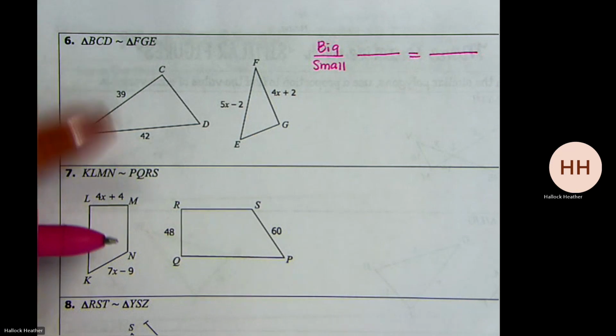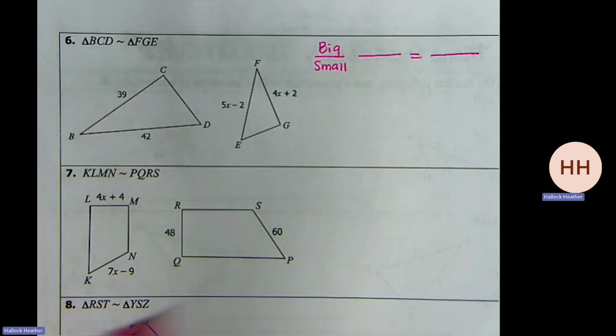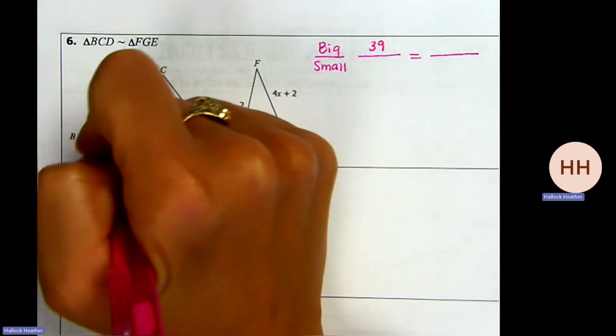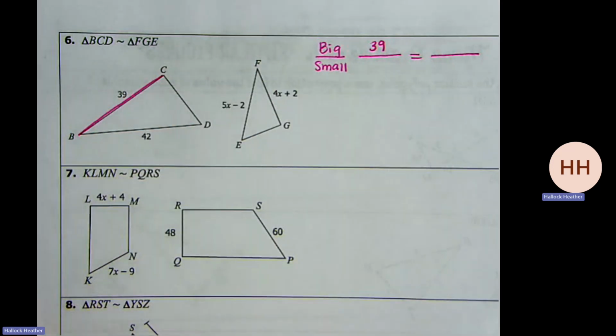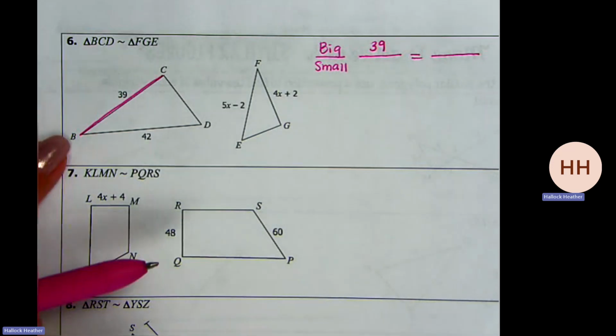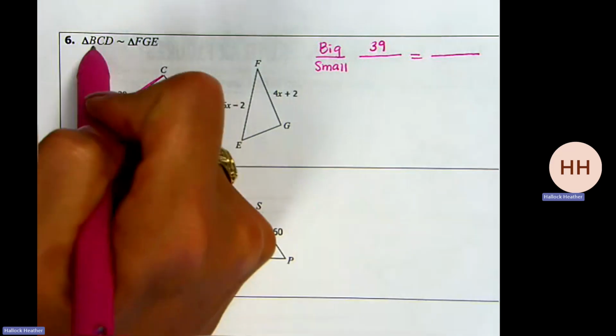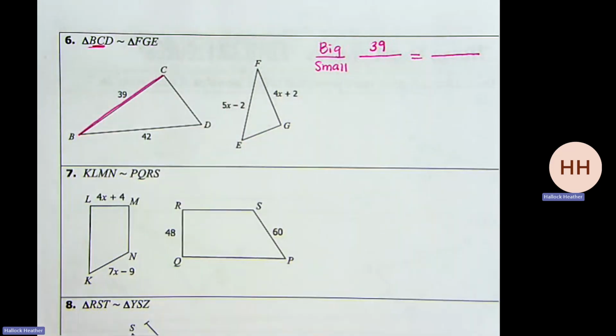Anybody care? 39, sure. So let's use 39. So the tricky part is figuring out which side is similar to 39. 39 is on BC. From B to C, that's the first 2 letters of the similarity statement. We're on number 6.